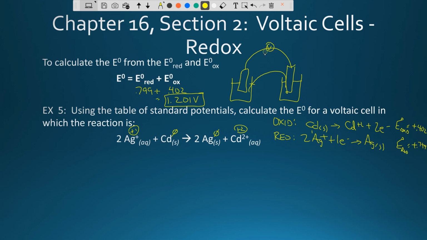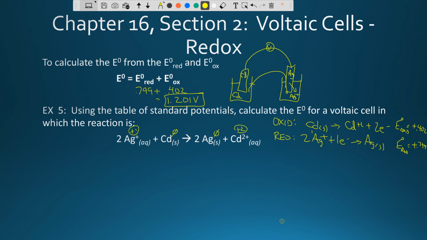I'm going to attach my voltmeter here. This side is going to be my cadmium. This side is going to be my silver. And so what's happening is I've got my silver here, and I've got my cadmium here, and so let's see, what else do I need to include in here? That's pretty much it because my oxidizing agent and everything are already labeled.